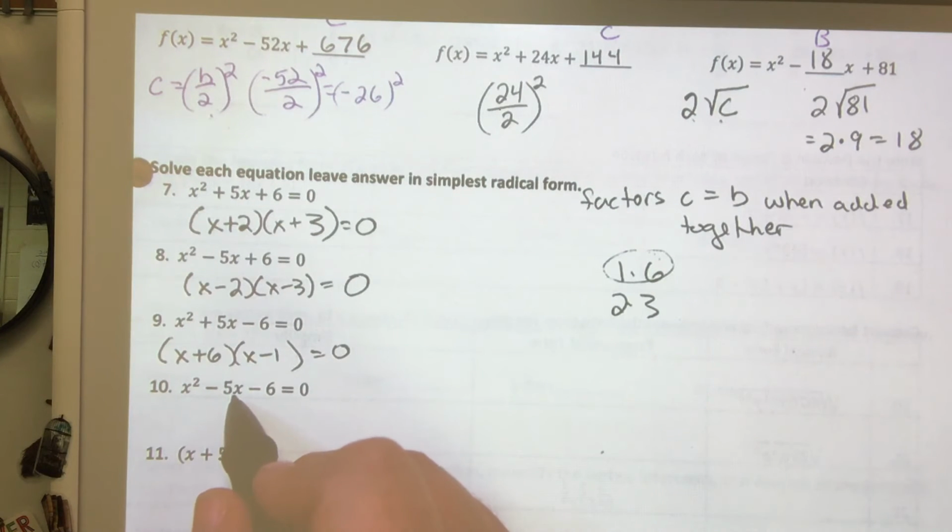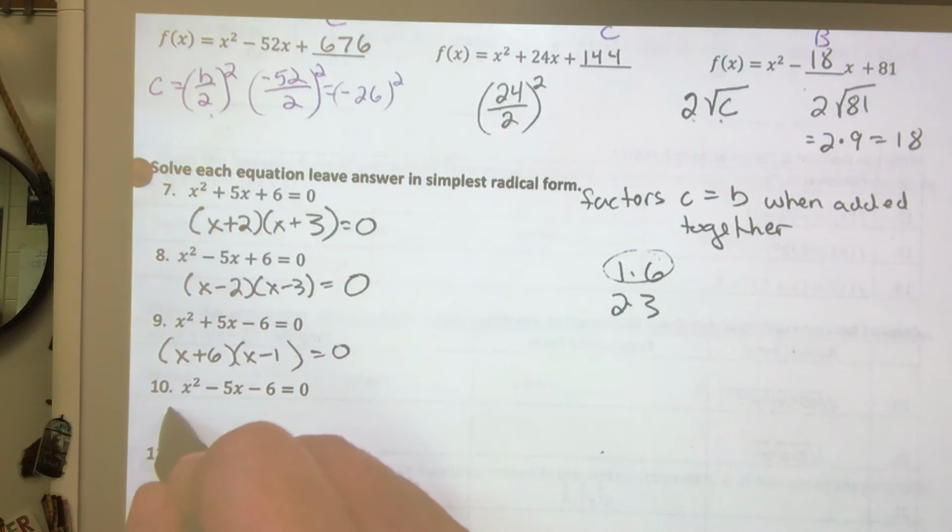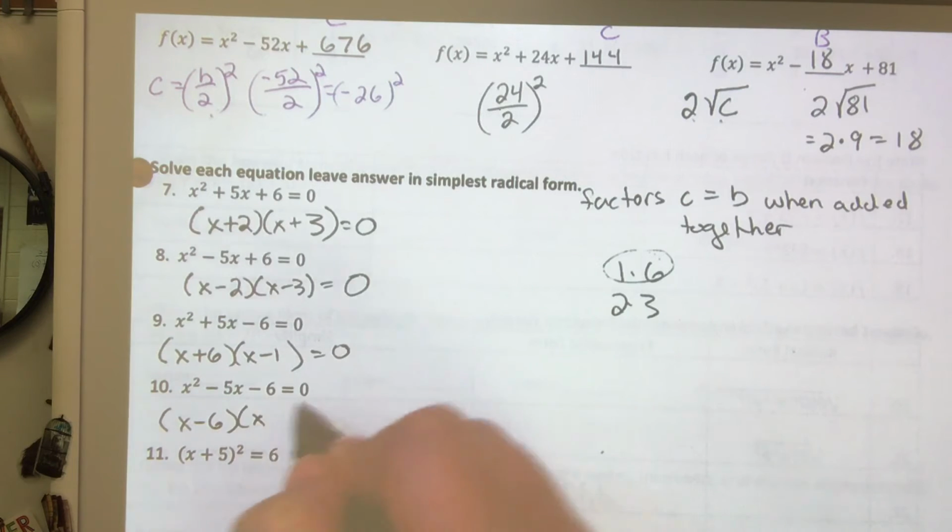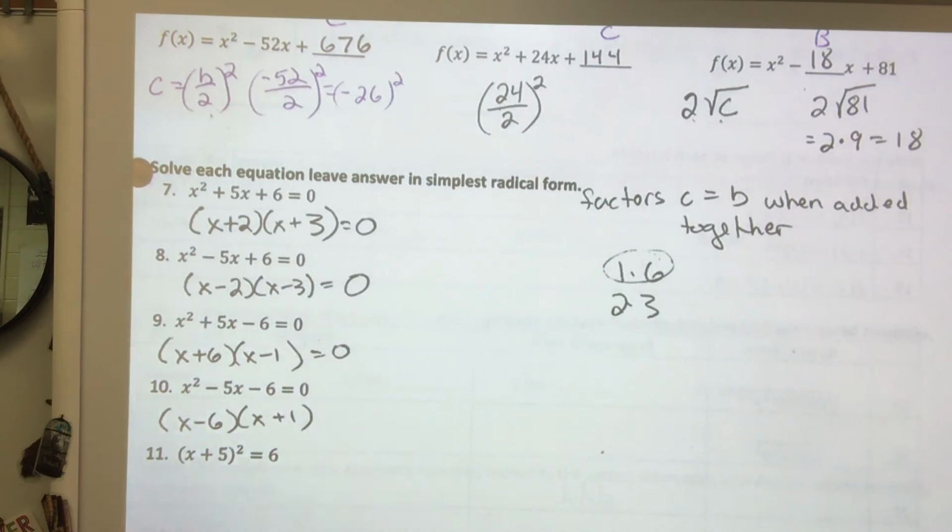For this number 10, since it's negative 5, I'd have x minus 6 times x plus 1 equals 0.